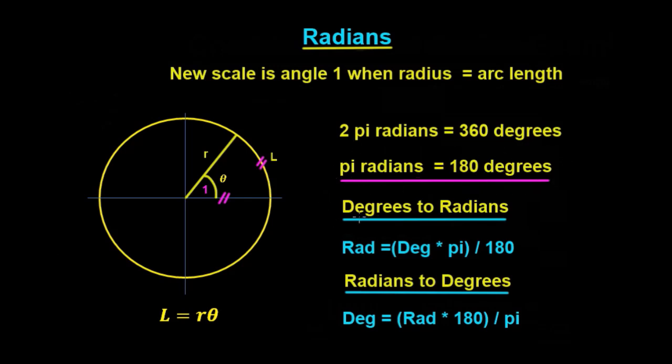So if we're going from degrees to radians, we simply take our degrees and we multiply them by pi and divide by 180. If we're going from radians to degrees, we simply take our radians and we multiply by 180 and divide by pi. So let's say for example we have 360 degrees. So 360 degrees times pi divided by 180 is equal to 2 pi. So 360 degrees is 2 pi radians.